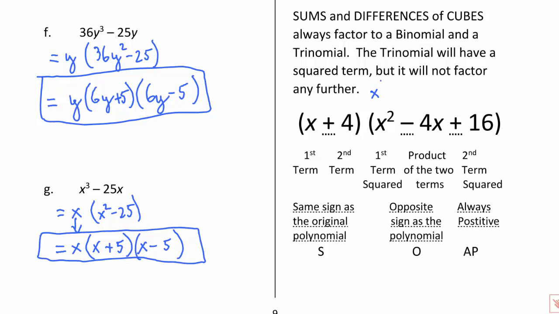I'll remind you here, x cubed plus 64 is what we had. That's the same thing as x being cubed plus the 4 being cubed. And the factorization was x plus 4 times x squared minus 4x plus 16. Binomial, trinomial during bath time. Now, notice that whatever this is, the same term, opposite term, and this term is always positive. Same term, opposite term, always positive.